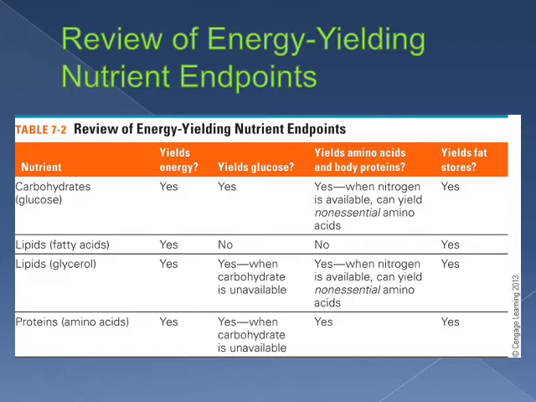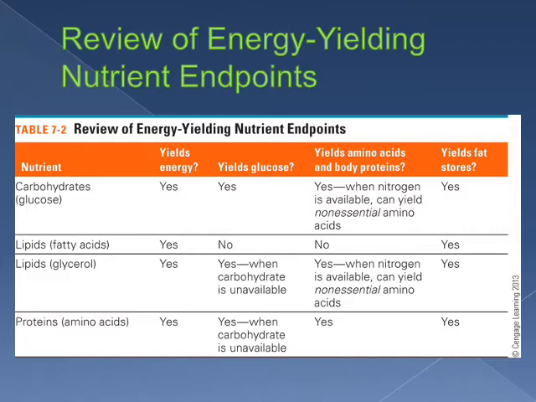In terms of whether or not they can yield glucose, remember, glucose obviously can yield glucose. Fatty acids cannot be converted to glucose. Glycerol can be converted to glucose when carbohydrate is unavailable. And remember, amino acids can also be converted to glucose when carbohydrate is unavailable. It's not the desirable thing for amino acids to be converted to glucose, but it can occur.